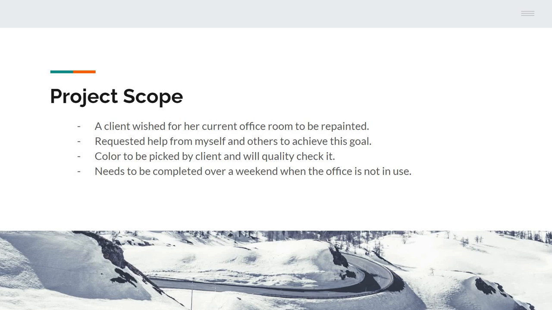The important restrictions were that the color of the paint needed to be picked by the client, and she would quality check after the room was painted to make sure it was up to her standards. And then the last big restriction was that the painting of the room specifically needed to be completed over a weekend when her office was not in use. So we were restricted to that 2-day time frame when she wasn't using it for work.